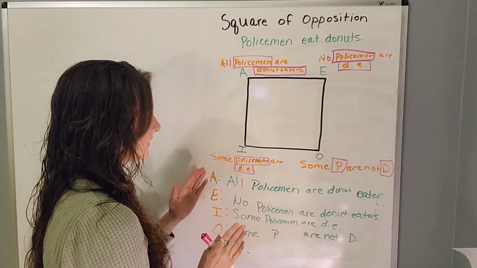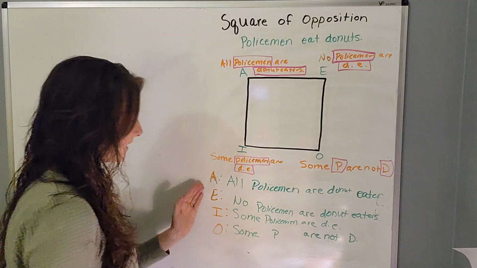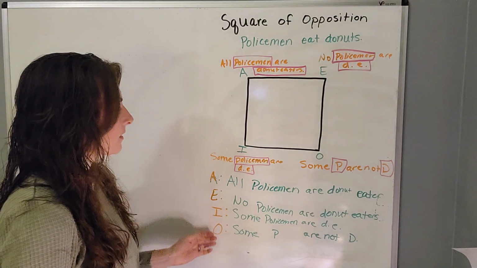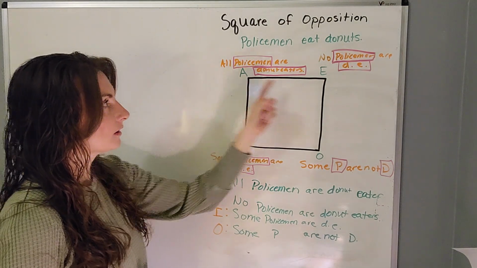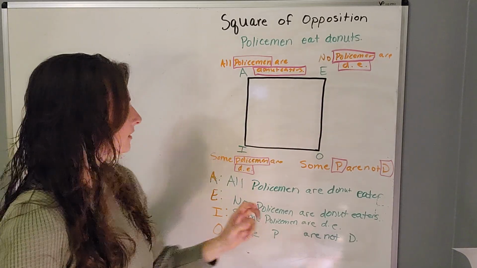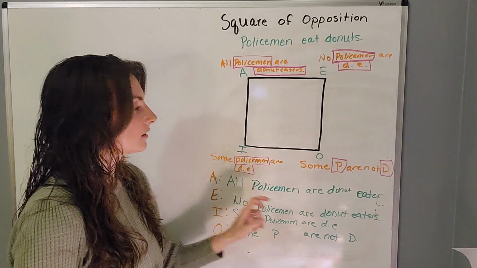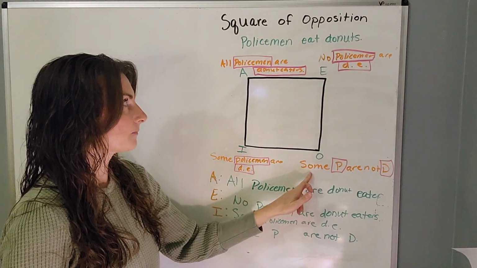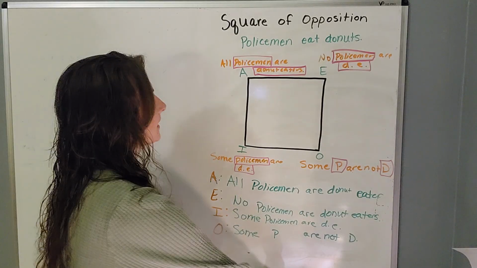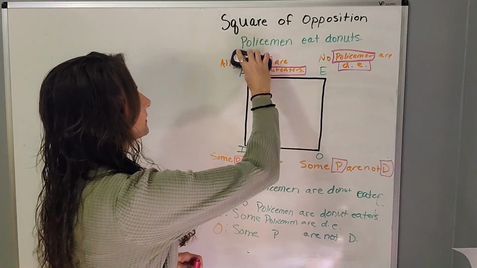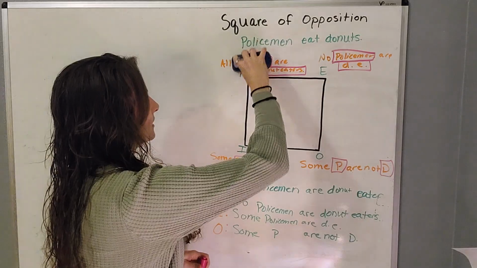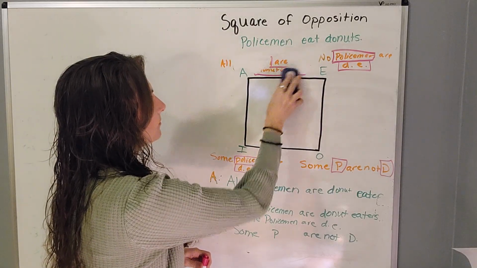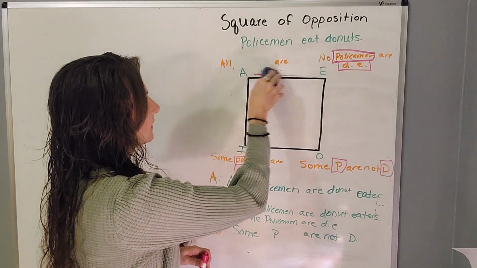So looking at this, we have the A, E, I, O. We have all are, no are, some are not. Now, I can actually erase the actual word and label it the same way I did down there.